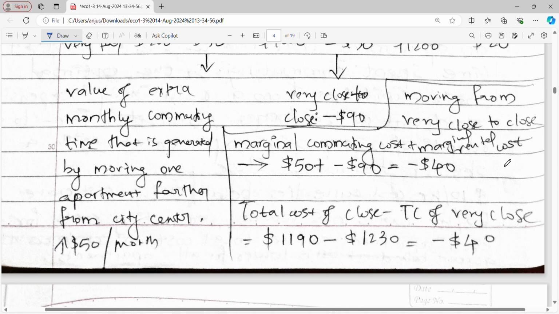So this is the marginal analysis technique. Next is the cost benefit technique, the total value technique. So the total cost of close, the commuting cost plus rent, is $1,190. Then for the very close apartment, it is $1,230. The difference is minus $40 itself. So with both the techniques, you will be generating the same optimum itself.